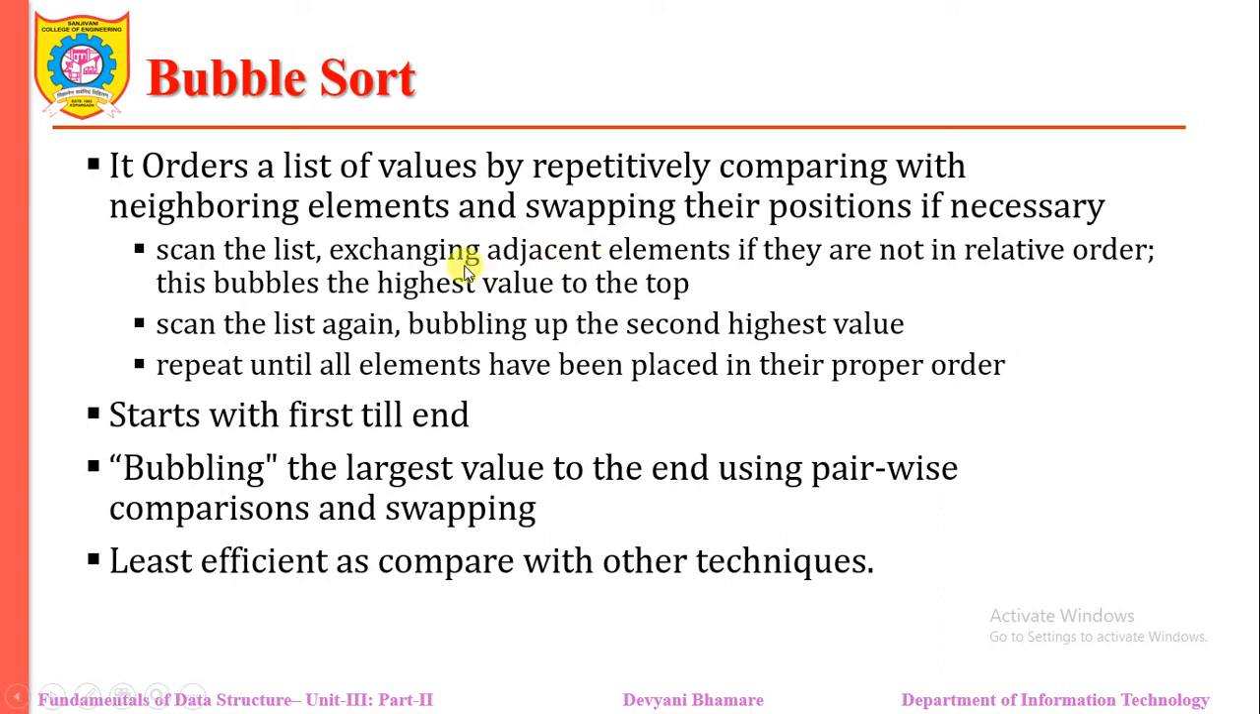Means we are identifying the highest value. In short, we bubble the highest value to the top. Again, we scan the list and find the next second highest value, and this step will be repeated until all elements have been placed in their proper order. This sorting technique starts with our first element and ends at the last element. So, what is the logic? The logic is we are bubbling out the largest value to the end using pairwise comparison and swapping.